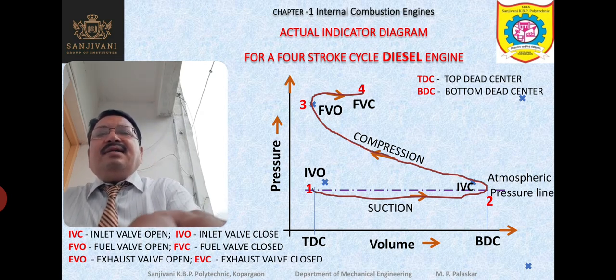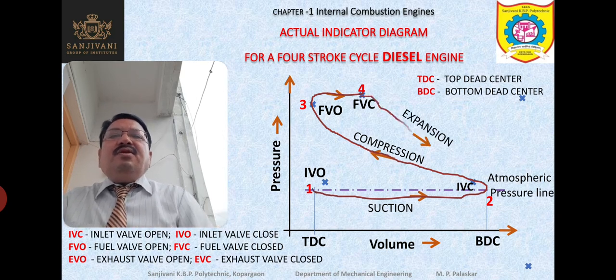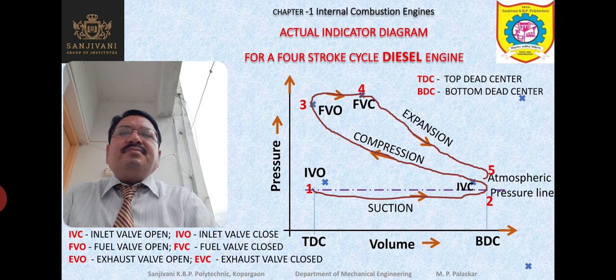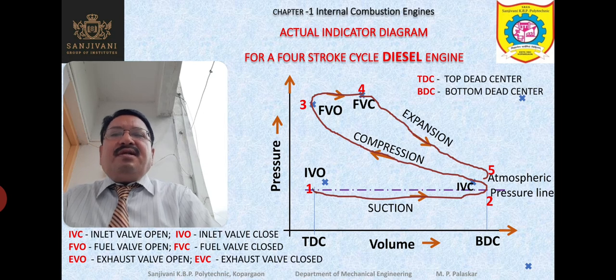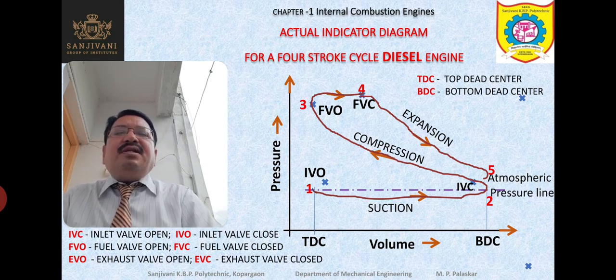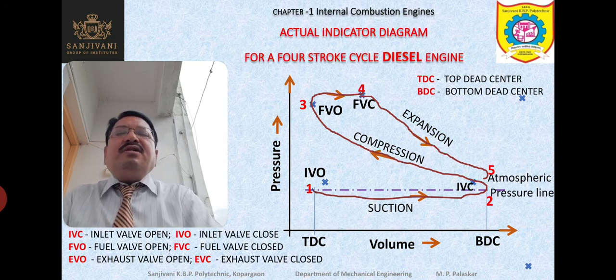But after that the expansion stroke takes place. What is happening here is that due to the combustion of the fuel, there is an explosion and there is a tremendous increase in the pressure. So a lot of force is acted on the piston. The piston is pushed away from the top dead center towards the bottom dead center, and thus a lot of power is produced during this stroke. This is the only stroke, the expansion stroke or power stroke, during which power is produced and the value of pressure is high.